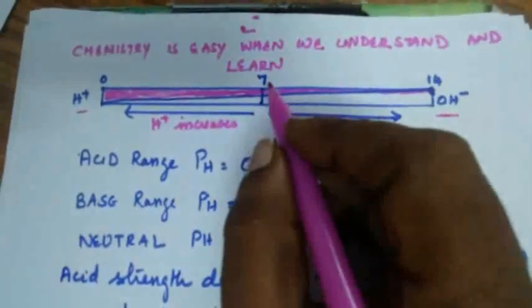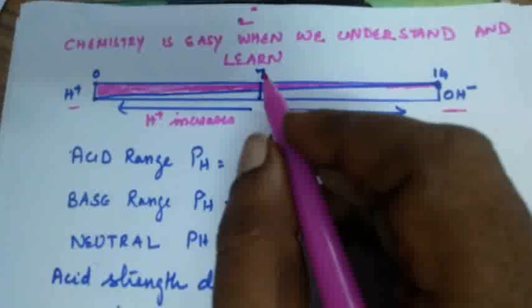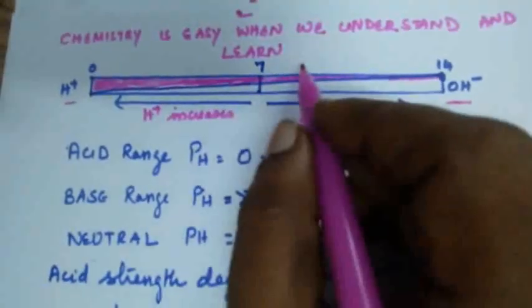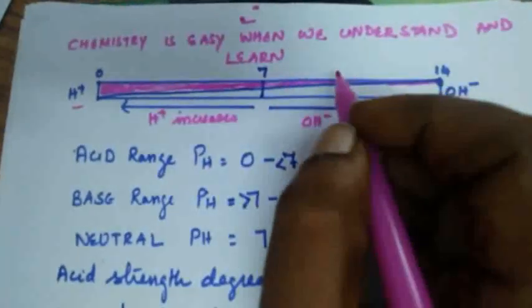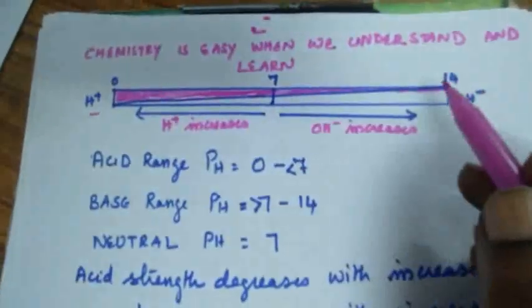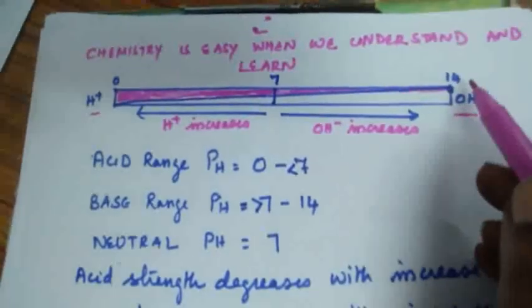If any solution has a pH value of 7, then it is neutral. It is neither acidic nor basic, right? If it is 0, it is highly acidic. If it is 14, it is highly basic.